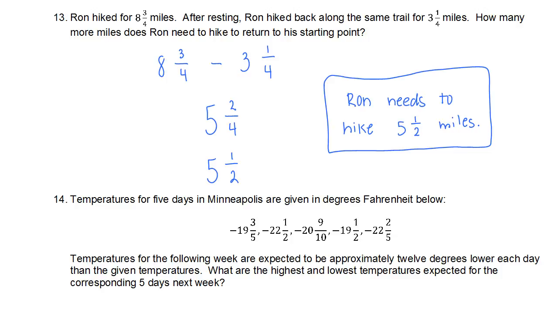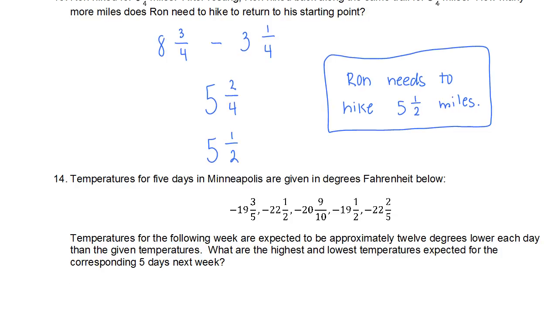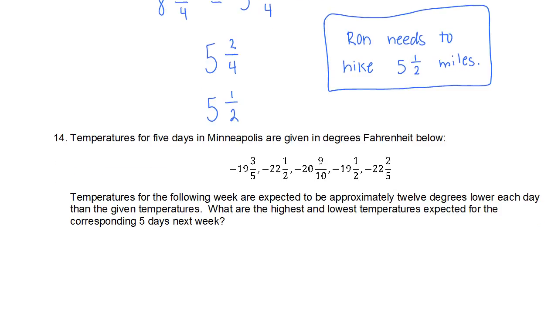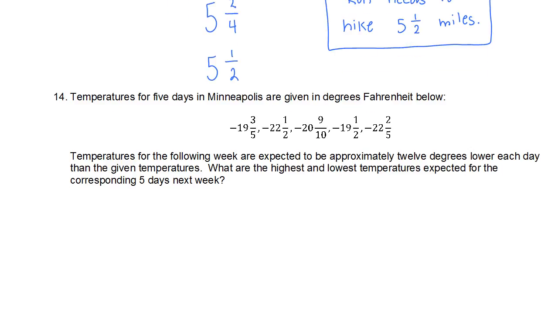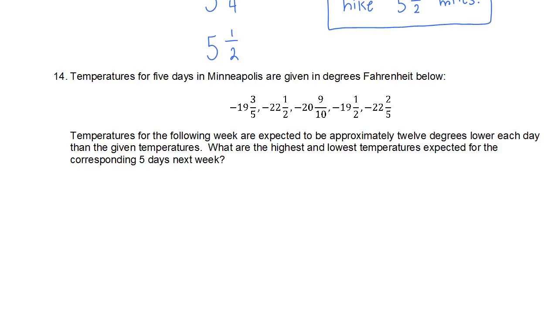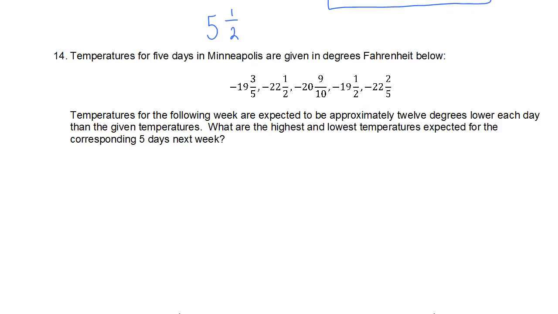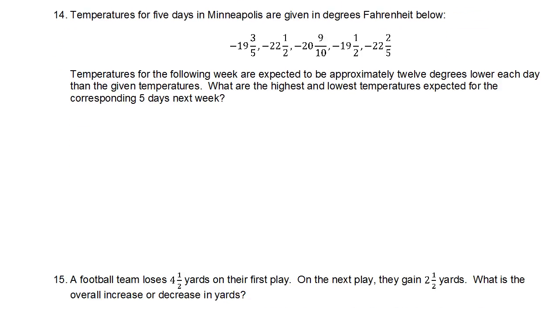Okay, not bad. Number 13. Number 14: temperatures for 5 days in Minneapolis are given in degrees Fahrenheit below. And so we see 5 temperatures. Temperatures for the following week are expected to be approximately 12 degrees lower each day than the given temperatures. So 12 degrees lower means we're going to subtract 12 from each.